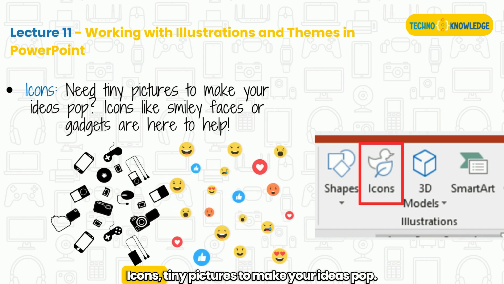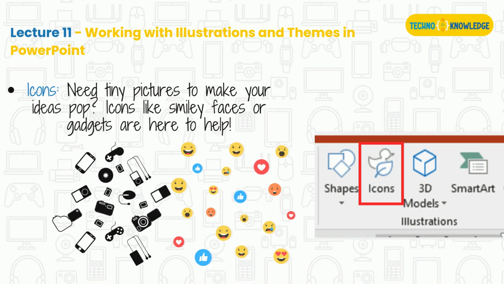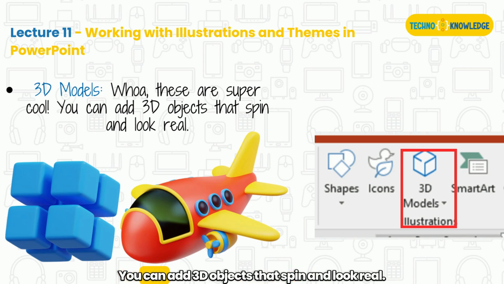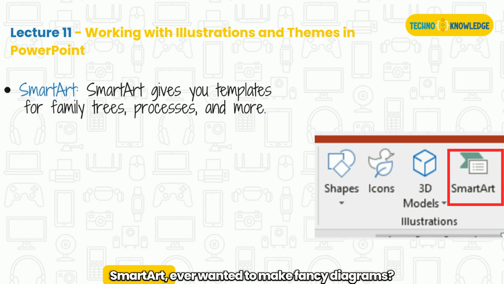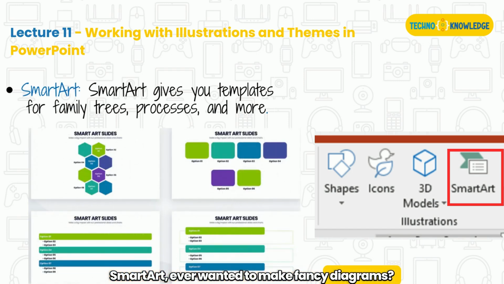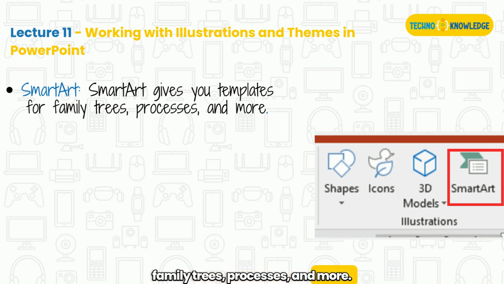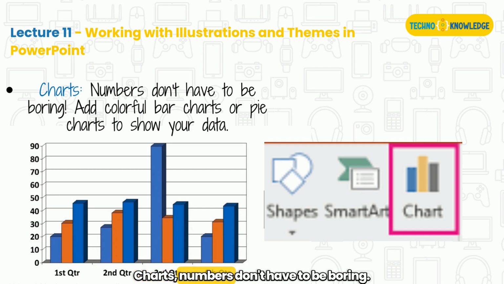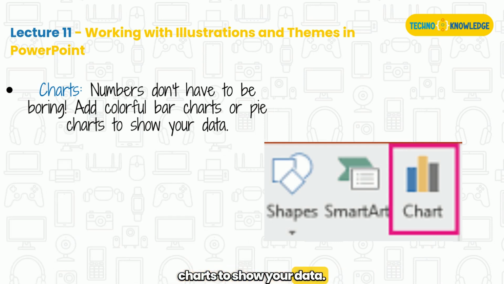Icons. Need tiny pictures to make your ideas pop? Icons like smiley faces or gadgets are here to help. 3D models. Whoa! These are super cool! You can add 3D objects that spin and look real. Smart art. Ever wanted to make fancy diagrams? Smart art gives you templates for family trees, processes, and more. Charts. Numbers don't have to be boring. Add colorful bar charts or pie charts to show your data.